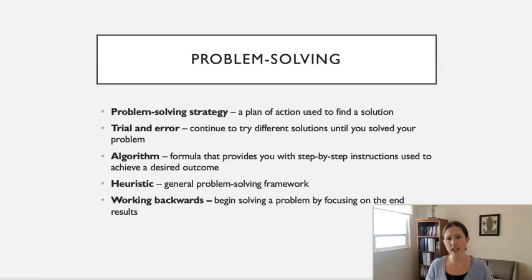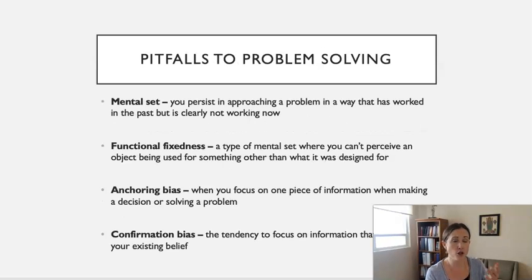Finally, another way you can solve a problem is working backwards. So you begin by solving a problem by focusing on the end result. An example of this is if you know you have to be at BWI at noon, when do you need to leave? That's working backwards. Here's what I need to get at the end, being at BWI at noon. So when do I need to leave to make that happen based on traffic? That's working backwards. Again, we're going to get into types of heuristics because they tend to be part of pitfalls of problem solving because remember, they are prone to error.